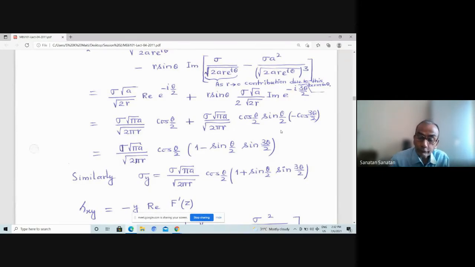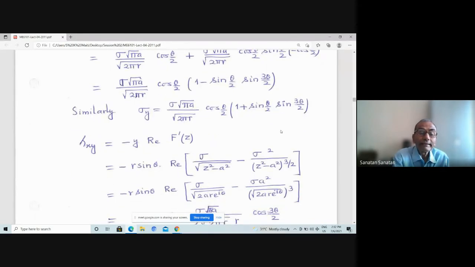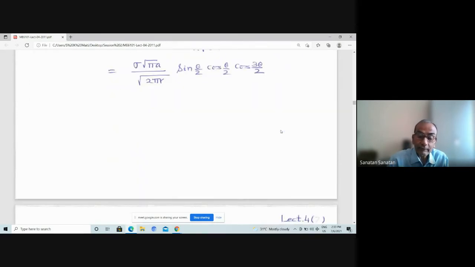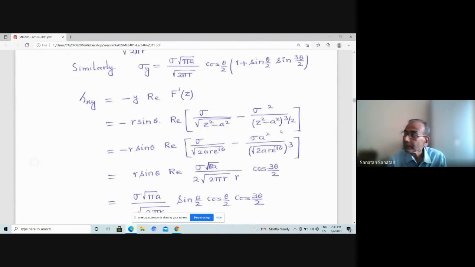Similarly, your tau xy is nothing but minus y times Re f dash z. If you do the substitution and a little bit of manipulation, again you substitute that z is approximately equal to a and z minus a is r e to the power i theta. If you do all these, finally it gives you this expression, which on further simplification gives sigma root pi a by root 2 pi r sin theta by 2 cos theta by 2 cos 3 theta by 2. So finally we have got the solution for the crack tip stress field, which I presented last time, which was obtained by Irwin. This is how the crack tip solution was obtained from the consideration of the stress function.